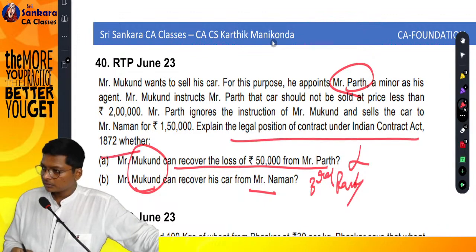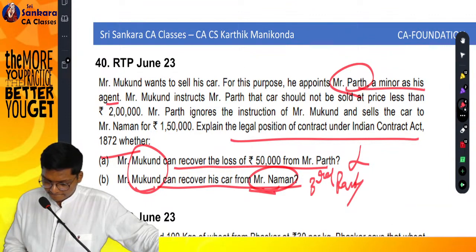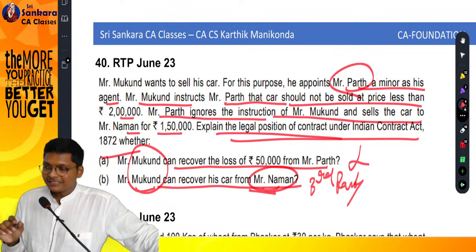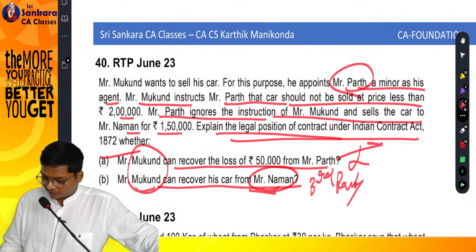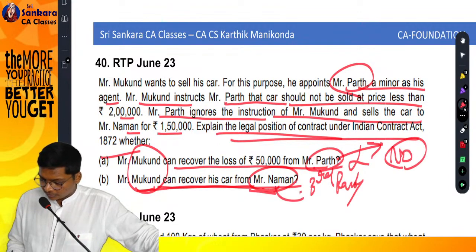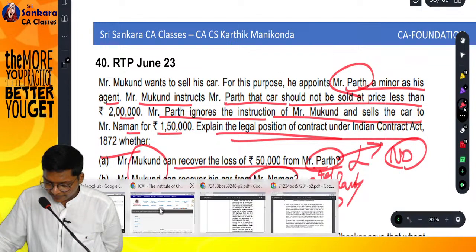Indian Contract Act. See, Indian Contract Act, even in that case, Naman purchased in good faith. That only I am just saying. Answer, you both understood? Everybody understood. First is, can he recover from Parth? No. Can he recover from Naman? No. Third party. But Indian Contract Act, let's see the RTP, how it is given.